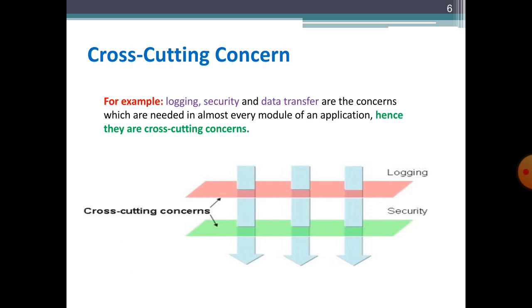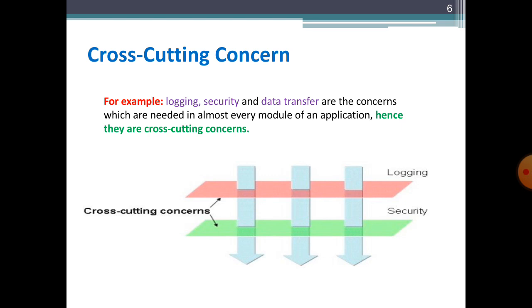Now we are moving toward cross-cutting concerns in more detail. Students, as I said, we achieve these concerns at system level. For example, logging, security, and data transfer are concerns which are needed in almost every module of an application, and that's why they are cross-cutting concerns. You should note one thing: cross-cutting concerns are achieved at system level, and these are usually called quality attributes, which also refer to non-functional requirements.